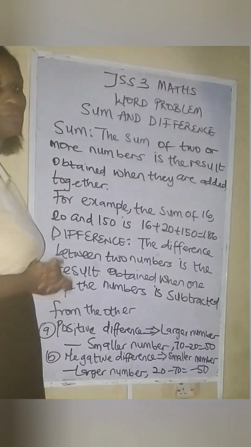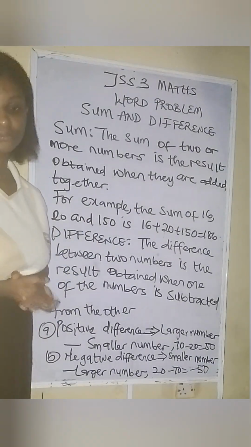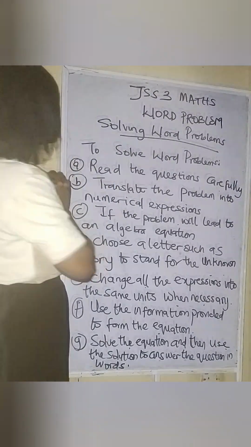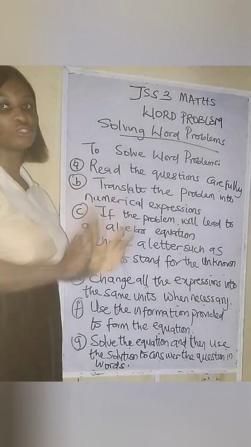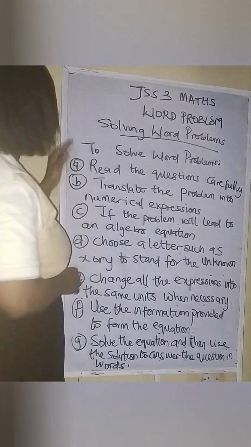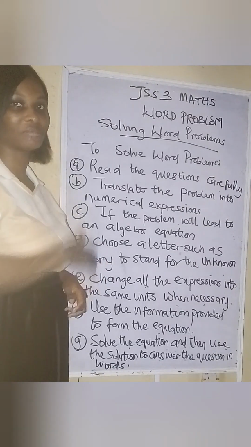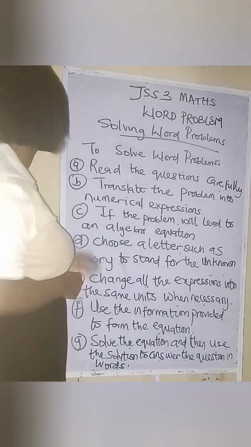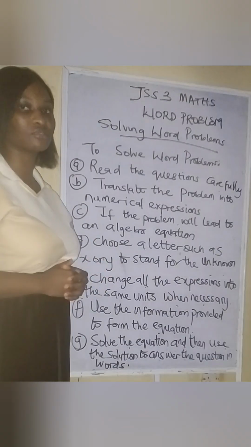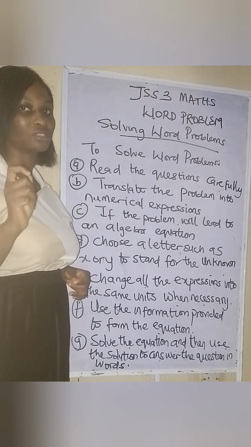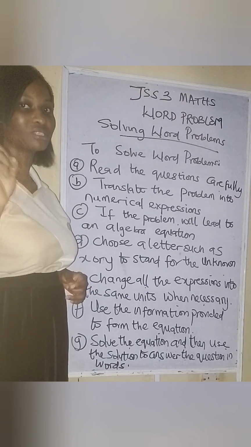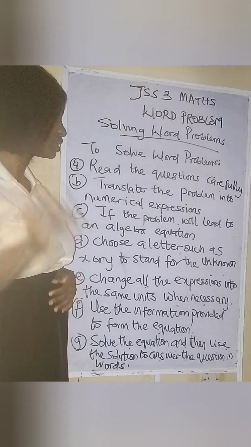So now let's move on to the next thing. Another subtopic here is solving word problems. To solve word problems, what are the things you need to know? It has been itemized, so let's start from the first one. It says read the questions carefully. You need to understand the question, so that's why you need to read the questions carefully, word for word.